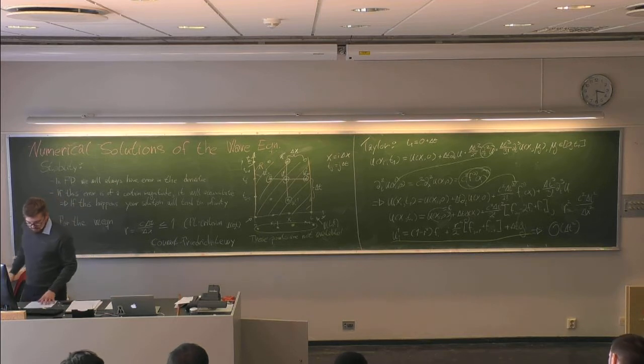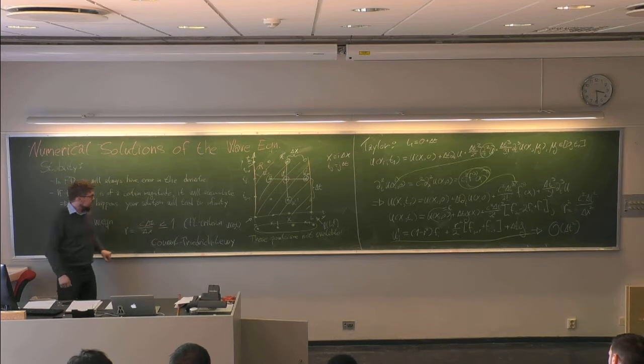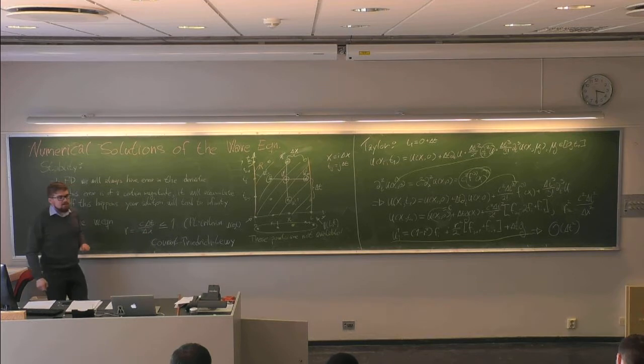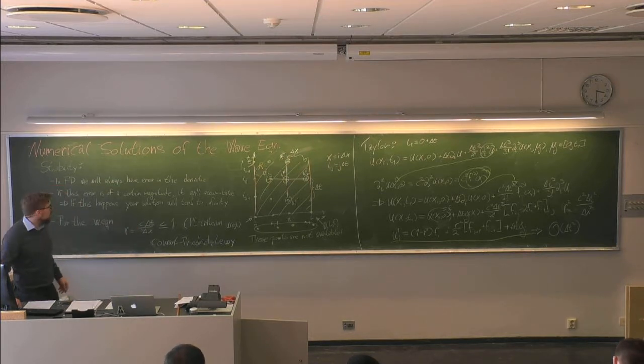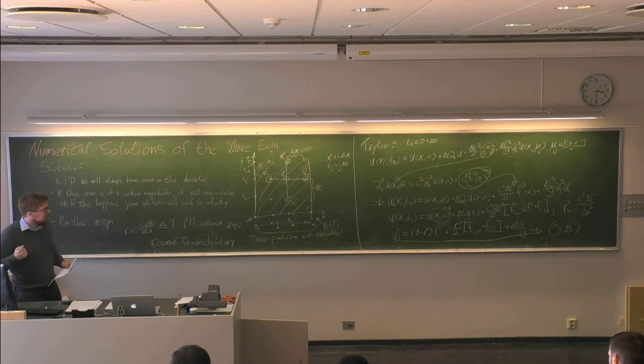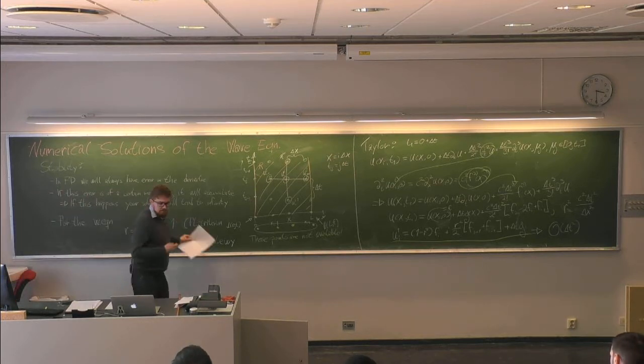So how do we fulfill this criterion? How do we make sure that this is less than 1? We can't really do much about the speed in the medium, so we have to pick these delta t's and delta x's in a way that this expression is less than 1, or it can actually be 1 as well. So I will then briefly show an example, but I need space on this side.